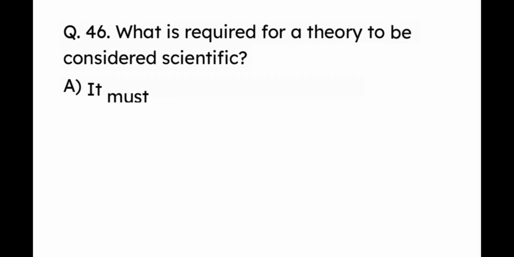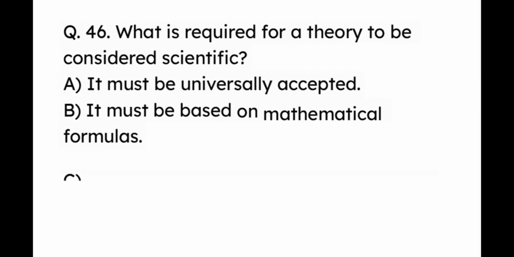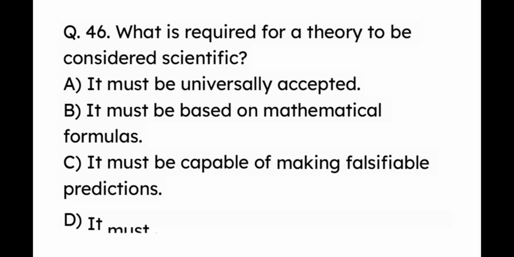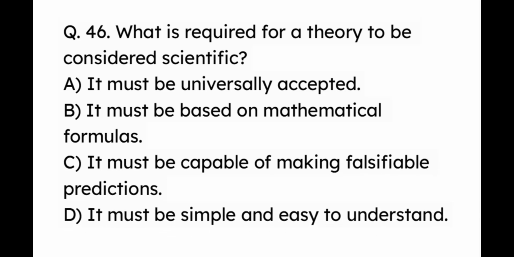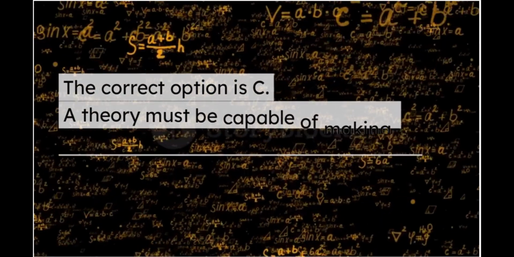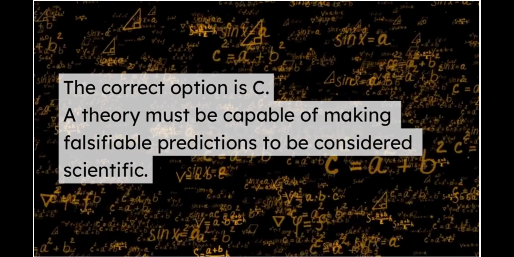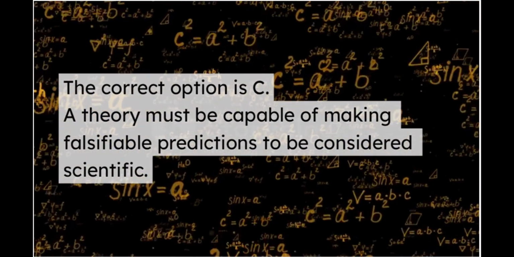Q46. What is required for a theory to be considered scientific? A. It must be universally accepted. B. It must be based on mathematical formulas. C. It must be capable of making falsifiable predictions. D. It must be simple and easy to understand. The correct option is C. A theory must be capable of making falsifiable predictions to be considered scientific.